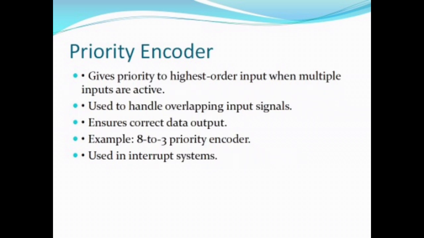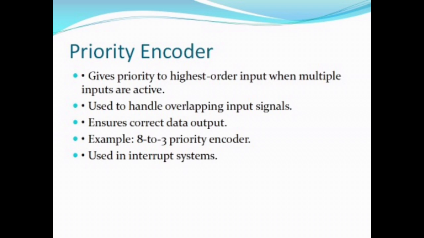Whereas a priority encoder, as the name denotes, gives priority to the highest order input. It works when multiple inputs are active at a time. It gives the highest priority to the highest order input.